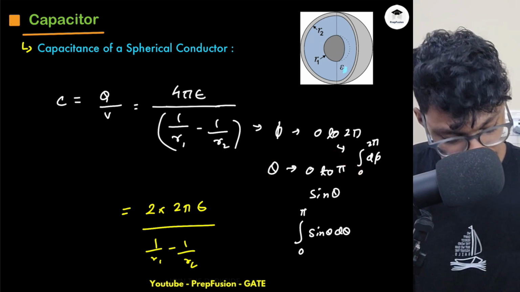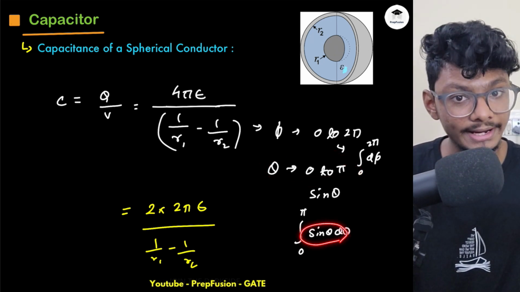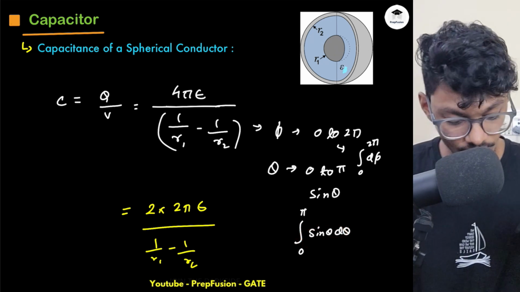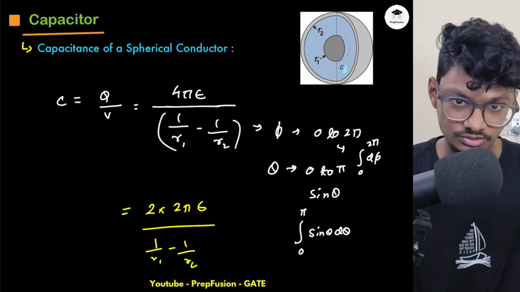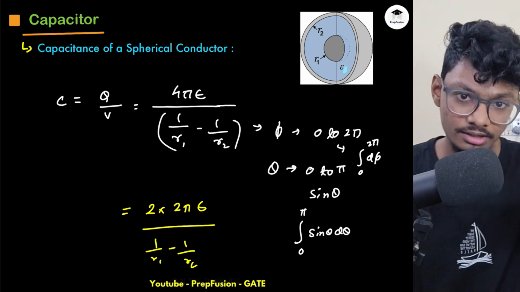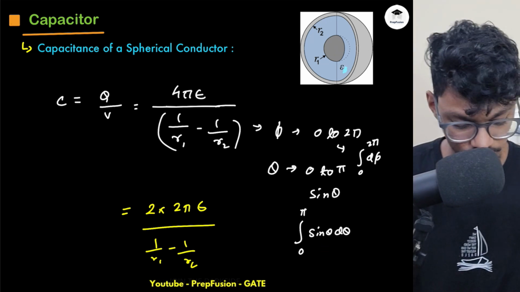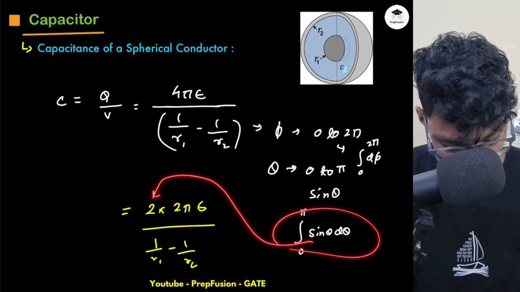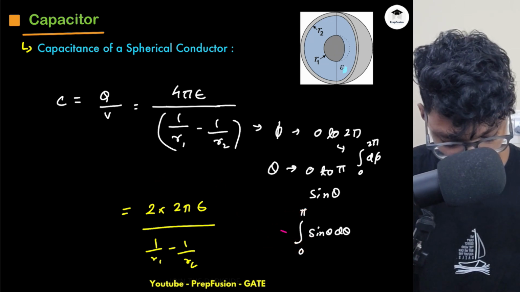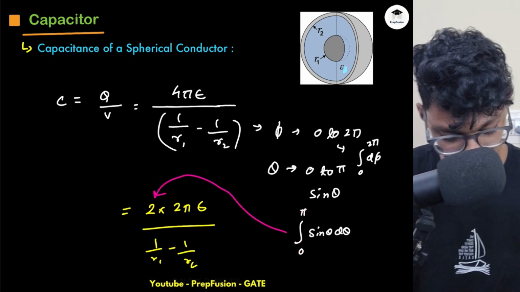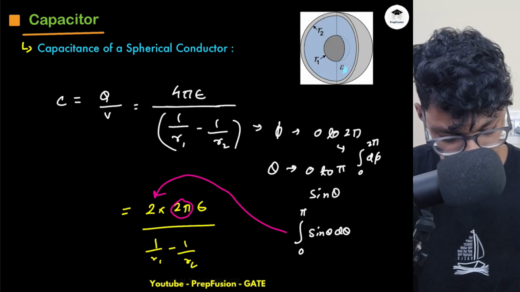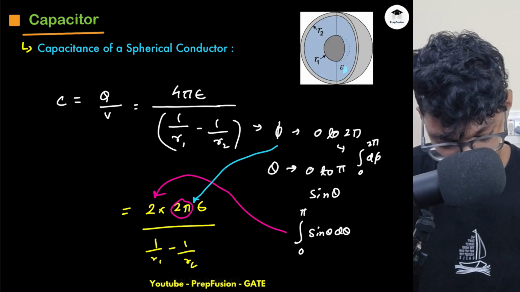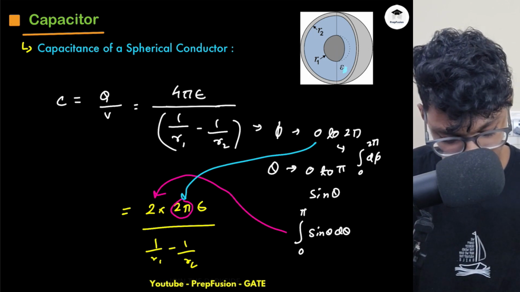So here this will be what? This will be minus cos theta, and if I put cos pi minus cos 0, it will be 1 minus of minus 1, so it will be totally 2. So this 2 is actually coming due to this integration, and this 2 pi is coming due to this integration. So please, you have to remember these two. Unfortunately, I couldn't find any other way.